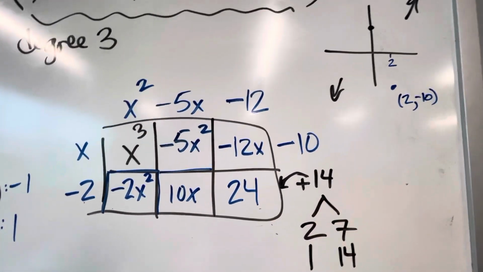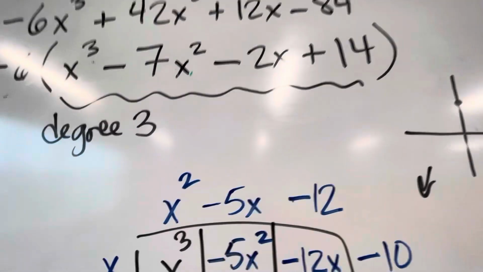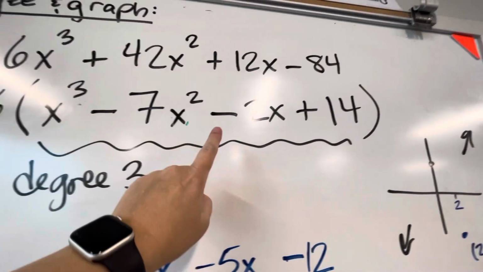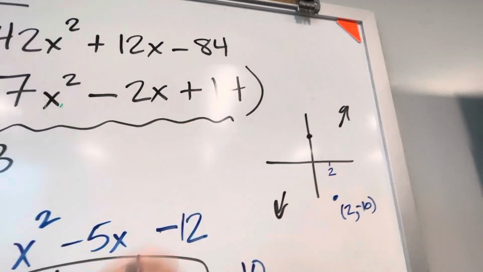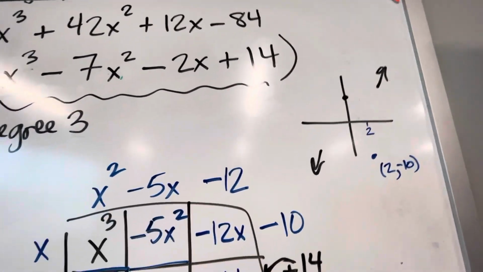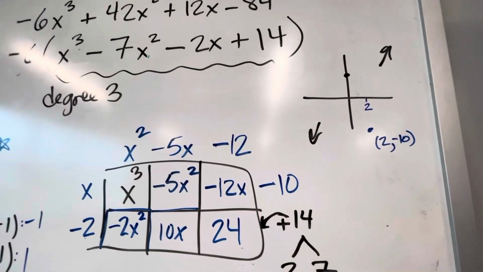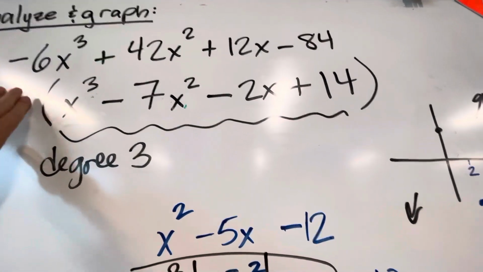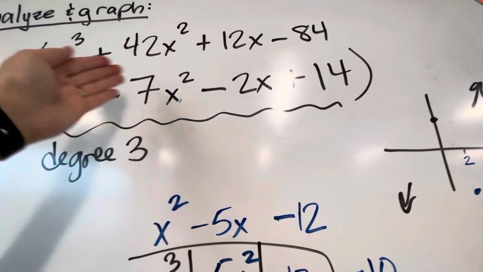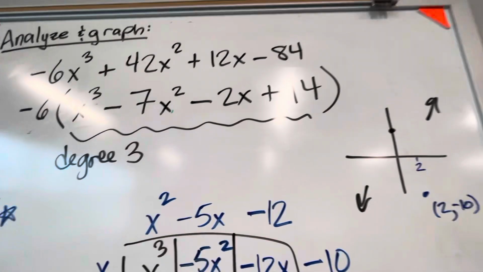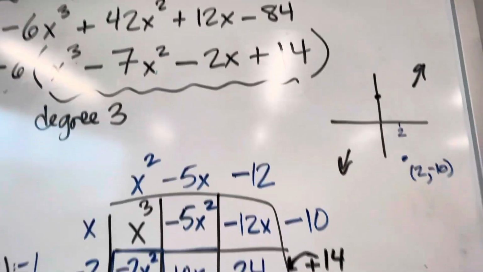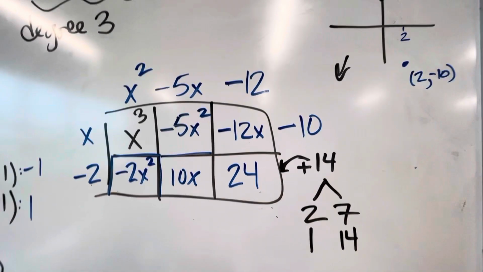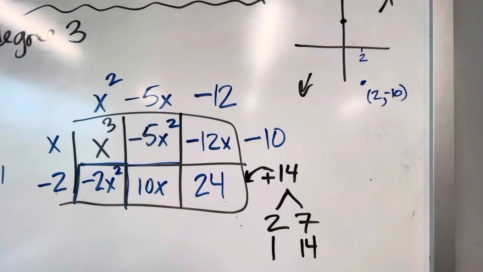That remainder is the value. Now, I can always check that by plugging in 2 here, 2 cubed minus 7 times 2 squared minus 2 times 2 plus 14. It will give me negative 10. I'm not going to do that on this video, but you can go ahead and pause and try it. Remember, I'm not including the negative 6 right now. I'm analyzing without the GCF so that I can factor this one big factor that I have. So, that told me some information.